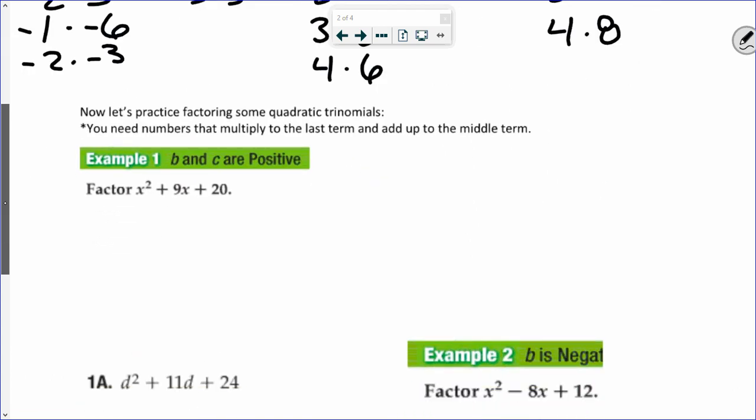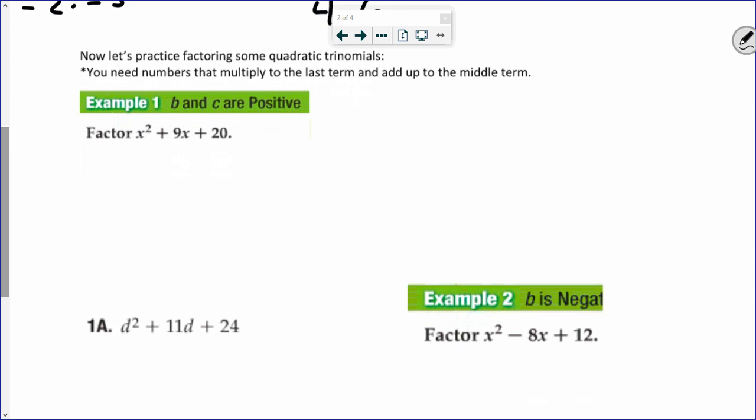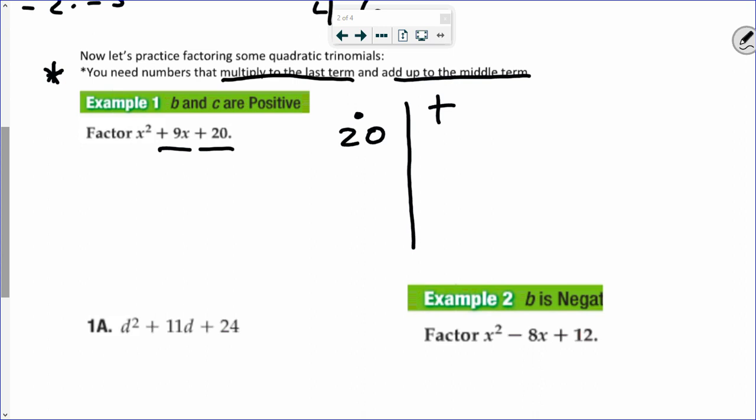All right, so now let's practice factoring some quadratic trinomials. Okay, to do this, I made a note here. You need numbers that multiply to the last term. So we'll be looking for numbers that multiply to the last term. In this case, is 20. So numbers that multiply to 20 and add to the middle term, 9.